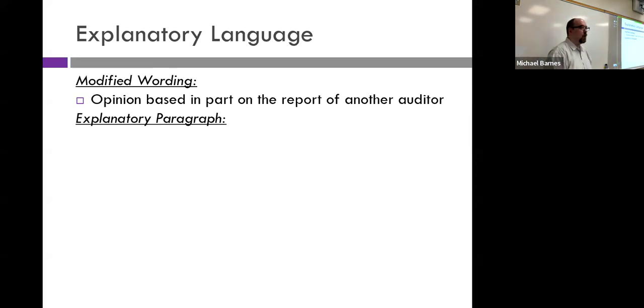So again, modified wording, opinion based on a report on the auditor. If we're not willing to take responsibility for that other auditor's work, we have to modify the opinion and basis for opinion sections to include the wording based on our work and the work of other auditors. And then we also have to add an explanatory paragraph saying, yeah, we're not going to take responsibility for their work. In case you need to find somebody who did this work, go to KPMG down the road.